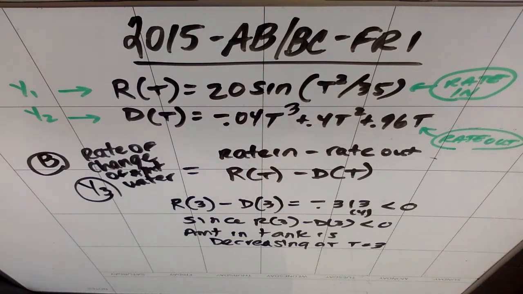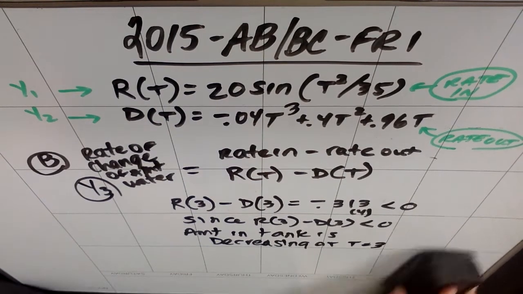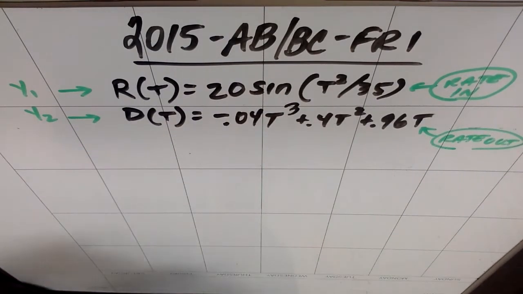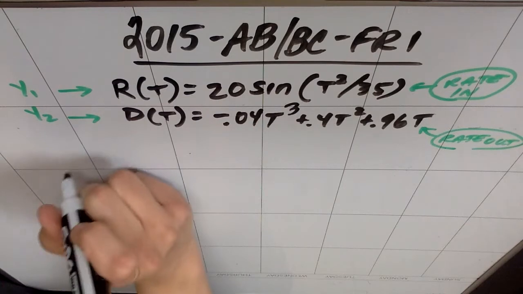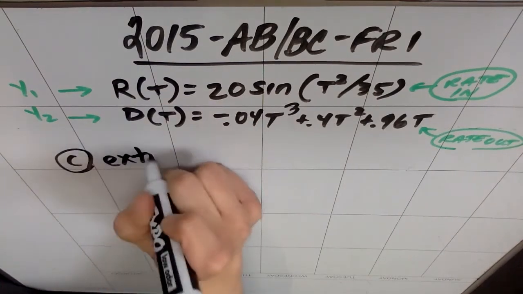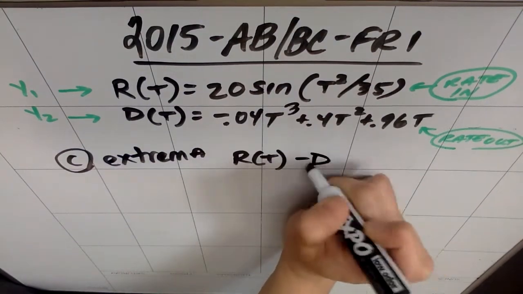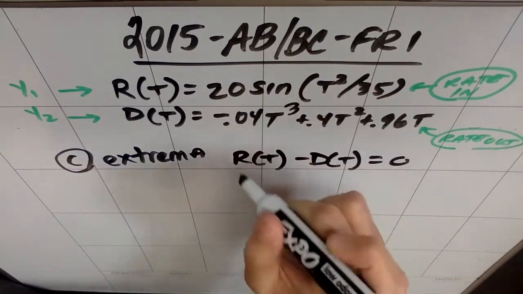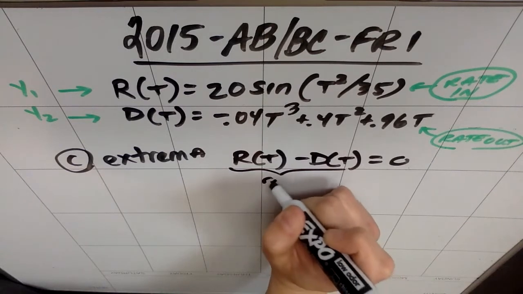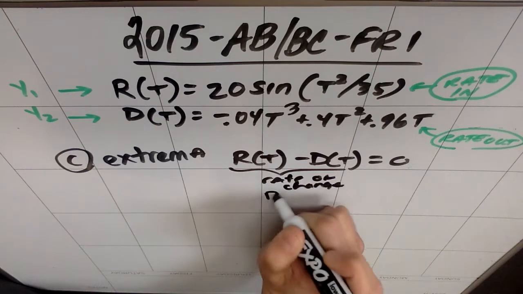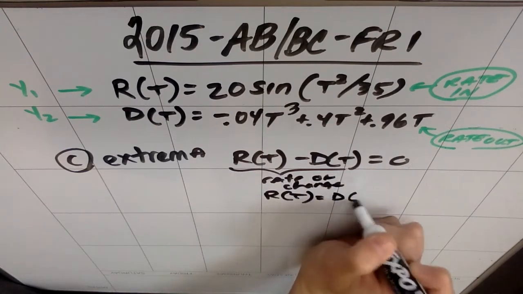Part C. At what time in the window from 0 to 8 is the amount of water in the pipe at a minimum? Justify your answer. The thing is that extrema can only happen where the rate of change of the water is equal to 0. So my extrema are going to happen when R of t minus D of t equals 0, because this is the rate of change of the amount of water, rate in minus rate out. So really, it's going to happen when R of t equals D of t.